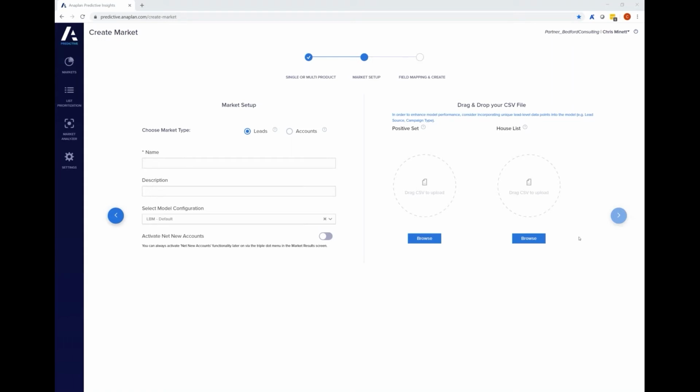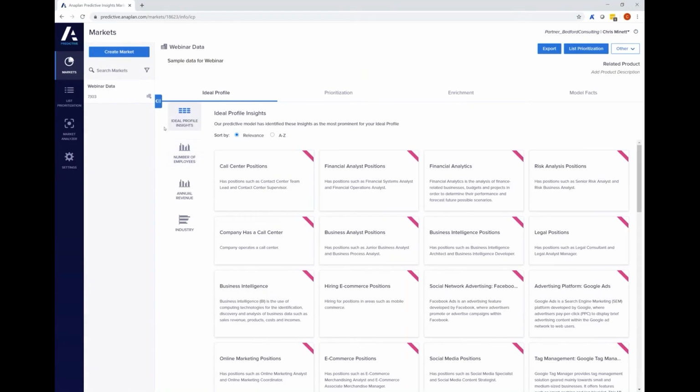This data you can upload through a CSV file, or it can link directly into source systems such as Salesforce, for example. I actually have one here that I prepared earlier. So it's loading in a sample positive set and a positives house list. And here we're looking at on an account by account basis, who's actually going to buy our product.